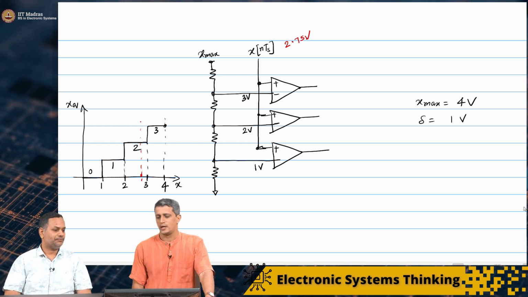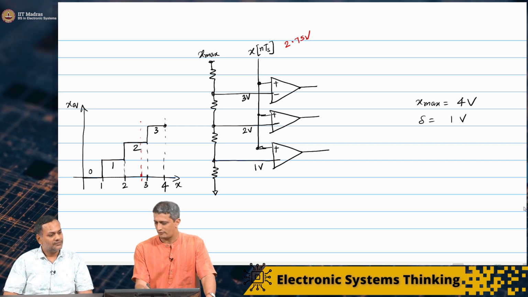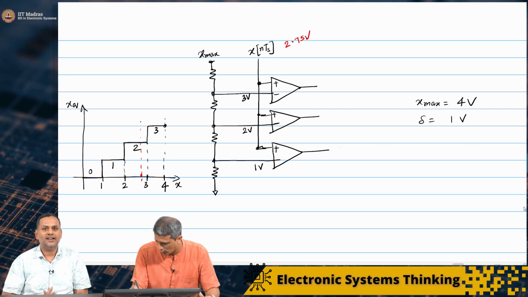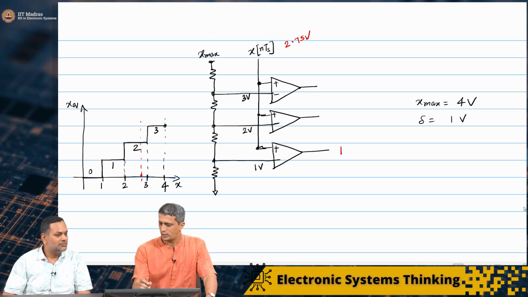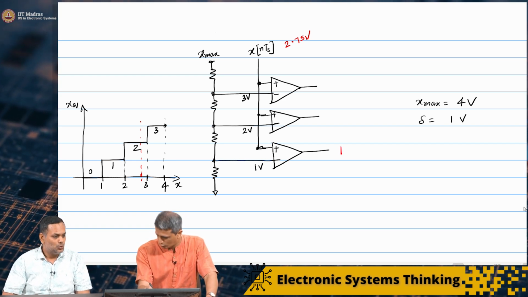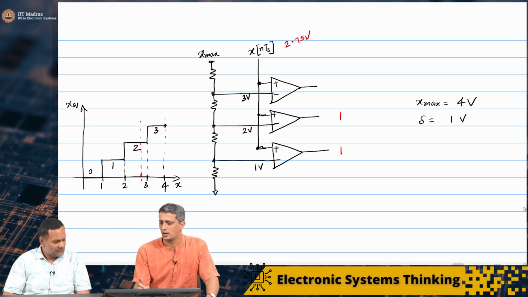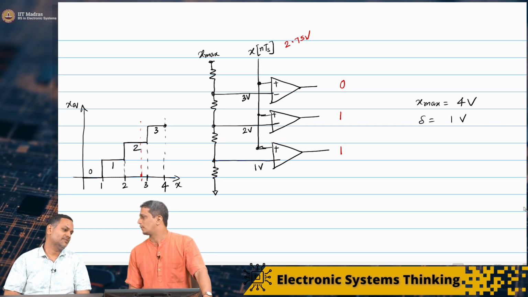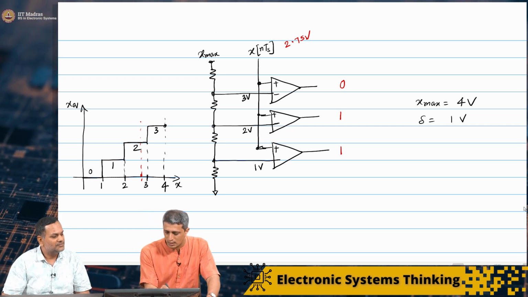Now 2.75 will be compared against 1 volt. It is greater, so you will get an output 1. 2.75 is greater than 2 volt, so you will get an output 1. 2.75 is less than 3 volt, so you will get 0. Now how do I get this number 2?